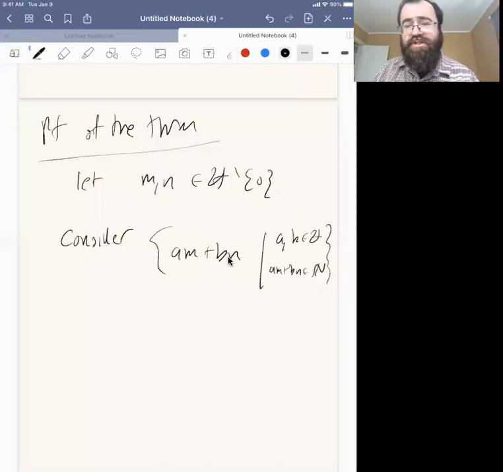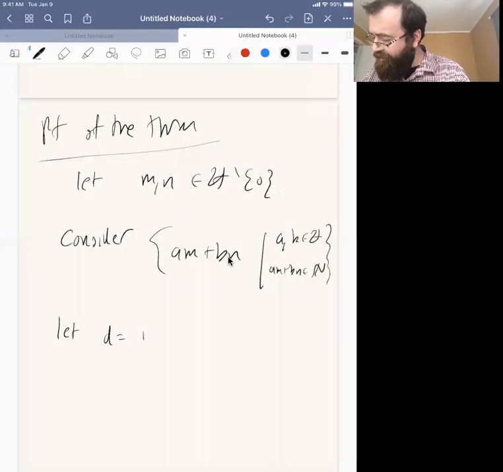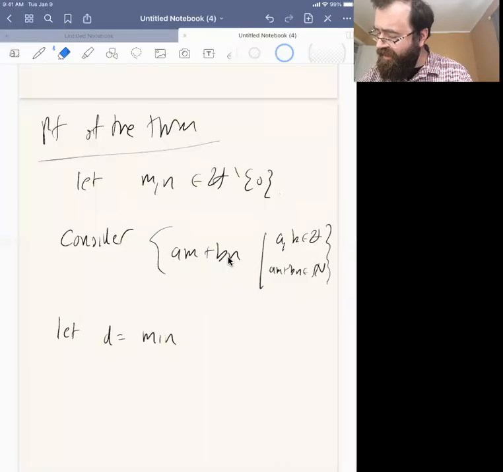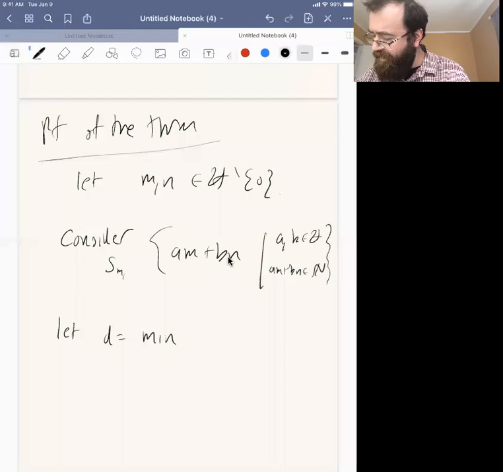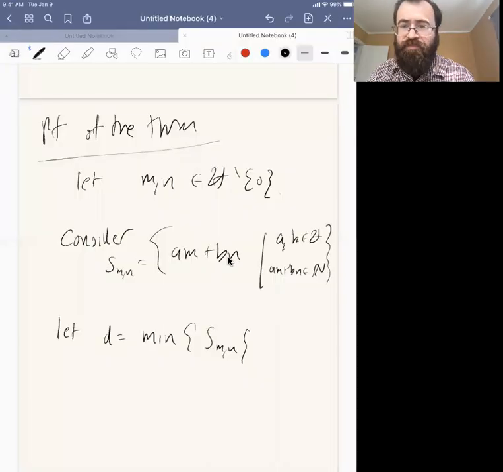Okay, and so we're going to consider a particular element of this. We're going to consider its minimum. So let D be the minimum of the set, I didn't give the set a name, let's call the set S_MN, and let D be the minimum of that set S_MN.